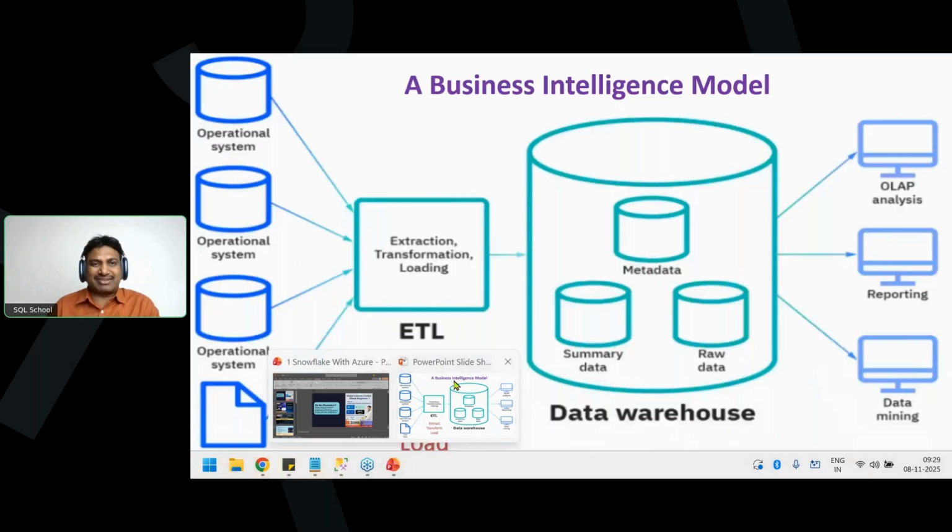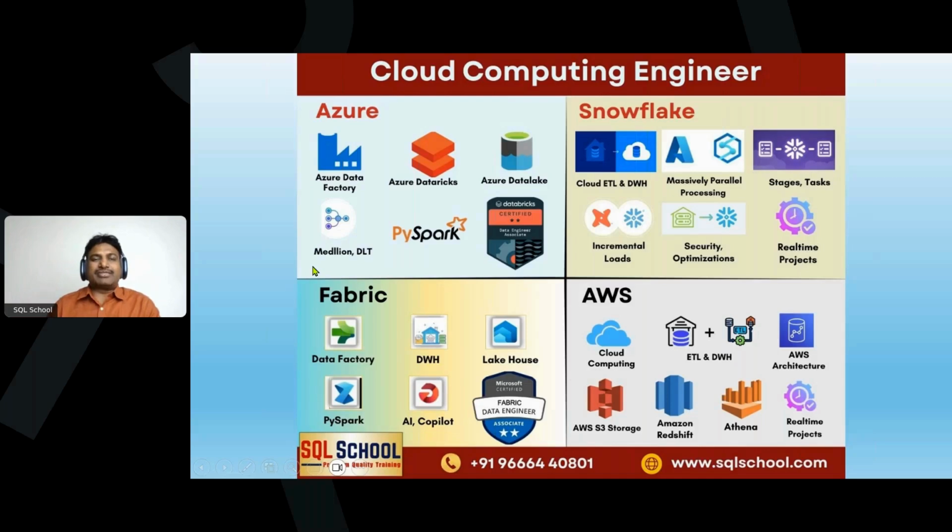Let me put this way on my screen. For data engineering, there are four important products. Two from Microsoft, Azure and Fabric, and two other companies: Snowflake, a separate San Francisco based company in the USA, and Amazon AWS. So Fabric is an alternative for Azure with more AI. Whatever beauty you have in Snowflake with respect to warehousing and whatever beauty we have in Azure with respect to ETL, together blended into Fabric.